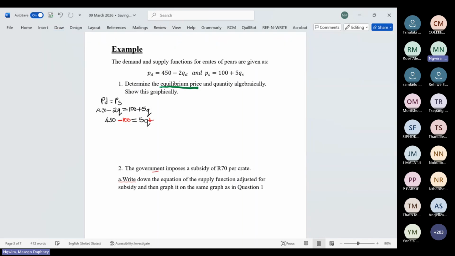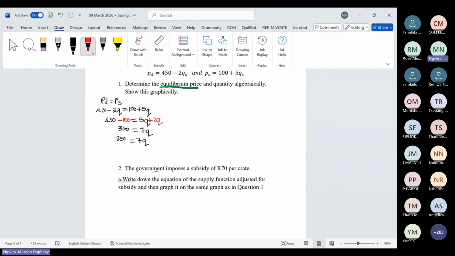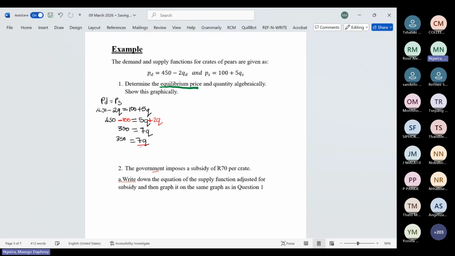I just want to show you that it doesn't really matter. Then 450 minus 100 is going to give us 350, and this equals 5 plus 2, which is 7. This is 7Q. As I said, we have to remove the 7 because we want Q to be alone. So this will be 350 equals 7Q. Again, I'm just doing this step so that you can understand. I don't want you to be lost, you don't have to. So we divide by 7 on both sides.